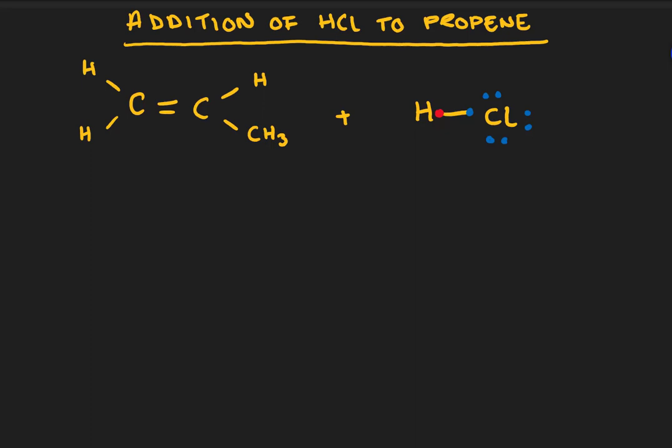Hi everyone, so today we are looking at the addition of hydrochloric acid to propene. We've already discussed adding hydrochloric acid and water to other alkenes, but they were symmetrical alkenes. They had nothing but hydrogen surrounding them. So we are looking at asymmetrical alkenes, or those that have substituent groups.